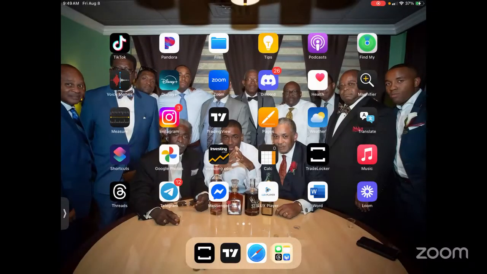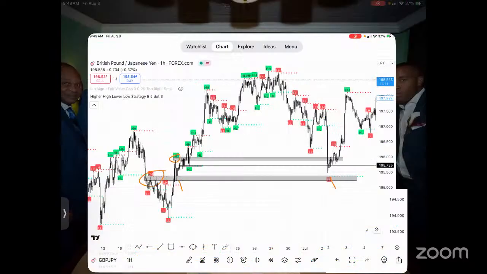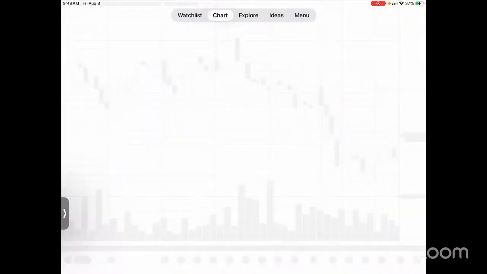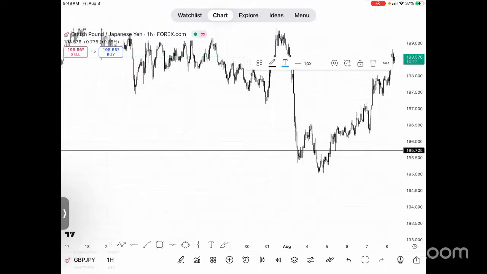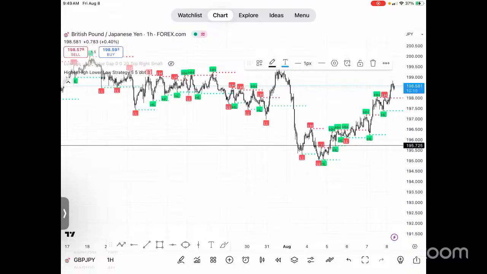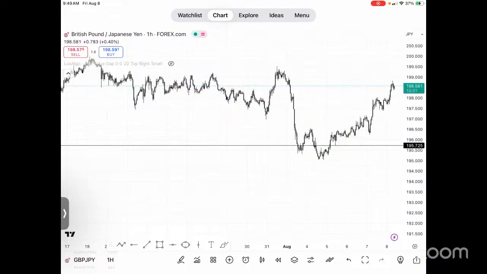Go back to TradingView. All right, so we see it. It says lower high. We got lower highs, lower lows. All right, so let's hide it real quick. I'm gonna get rid of it.